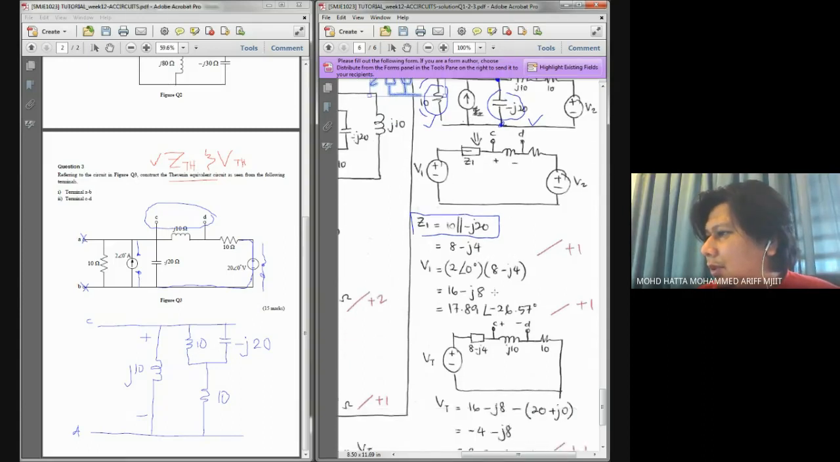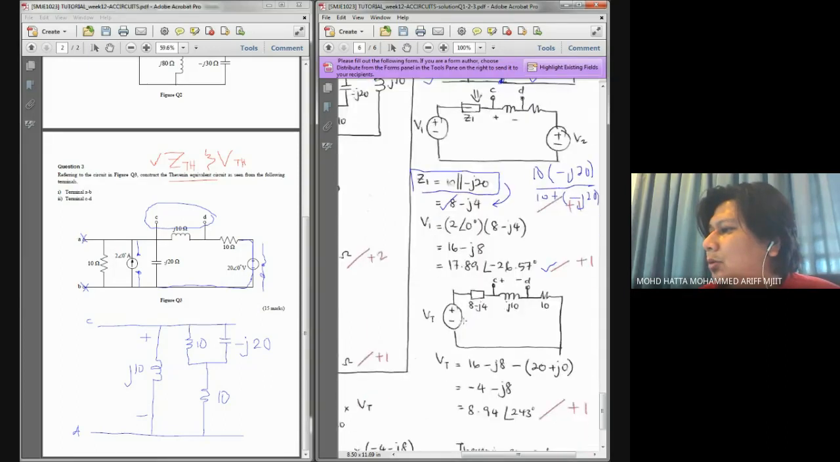Here I skip all the calculation. Basically, you should use 10 times negative J20, divided by 10 plus negative J20, and put it in your calculator. Suppose you have got this value. And for V1, we take this value Z1 and multiply it with the value of the current, and we will get the value of V1 as stated here.